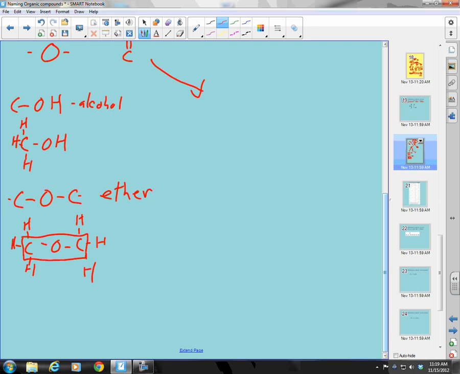How about my double bonded? Well, I like to start with a carbon double bonded to an oxygen with carbons on either side of that. This is what we call a ketone. All right, and a typical one would be something like this. This is probably your smallest ketone, and I look for carbon, carbon, carbon, double bonded to an oxygen. That's my ketone.